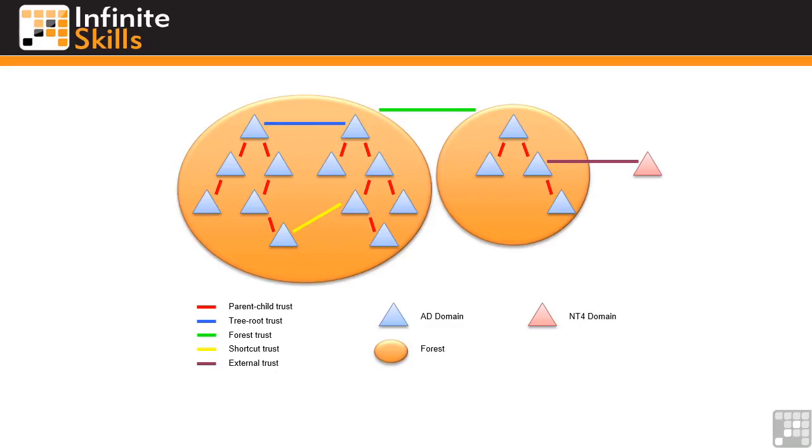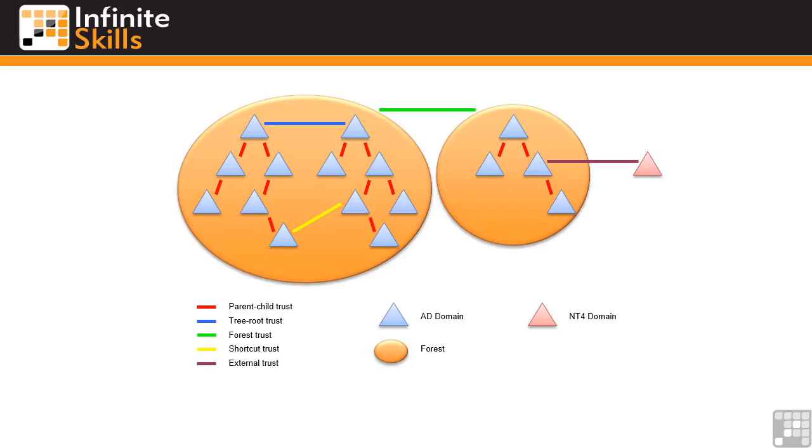I then have this external trust. The external trust would be, for example, to a non-Active Directory domain, maybe an NT4 domain, and that is then not transitive. So only the domains that are part of that trust will trust each other and can access resources and share authentication. A domain over here, for example, would not be able to leverage that trust, would not be able to authenticate and use resources in that domain.